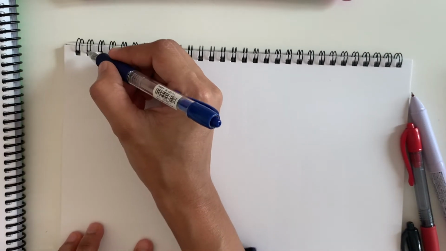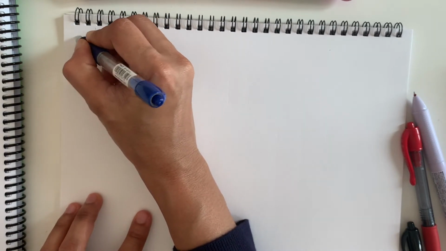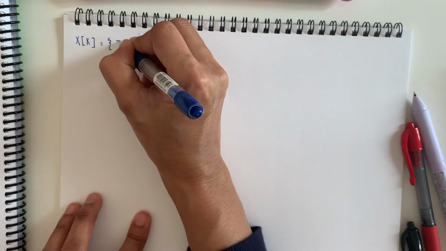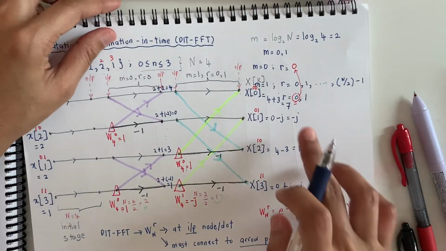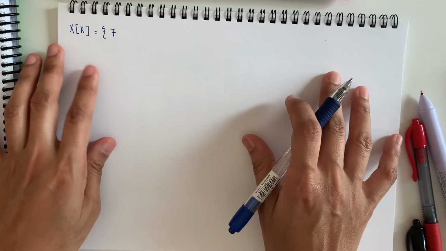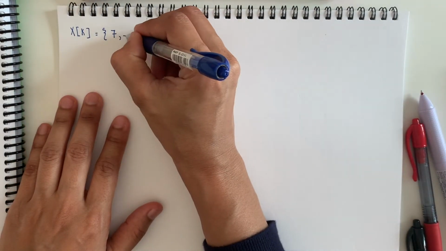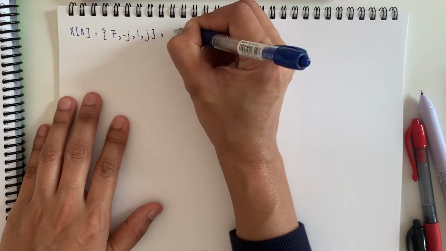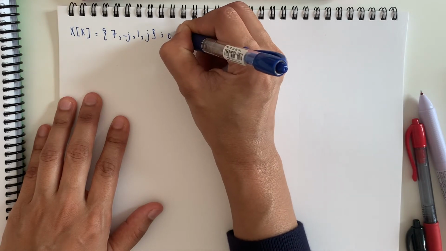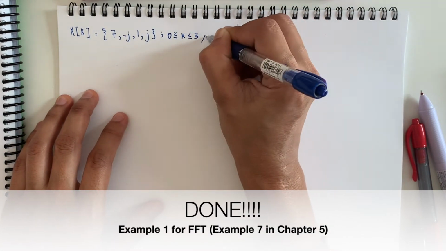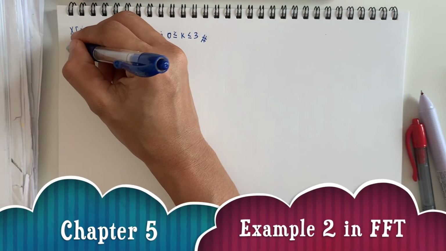Your Xk is equal to 7, just look at your value, 7 minus j, 1, and j. The range is from 0 to 3. Done. Now we move to the second example.